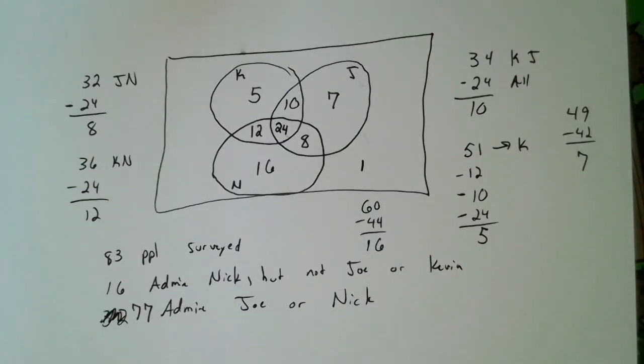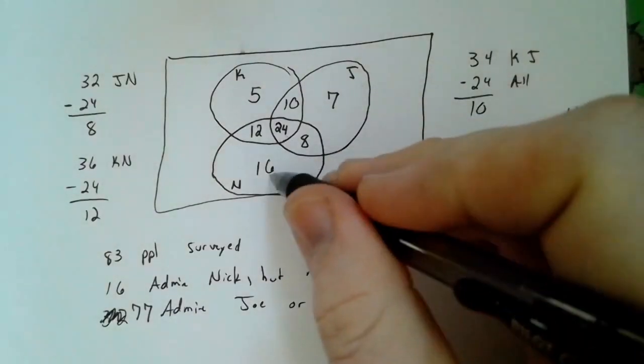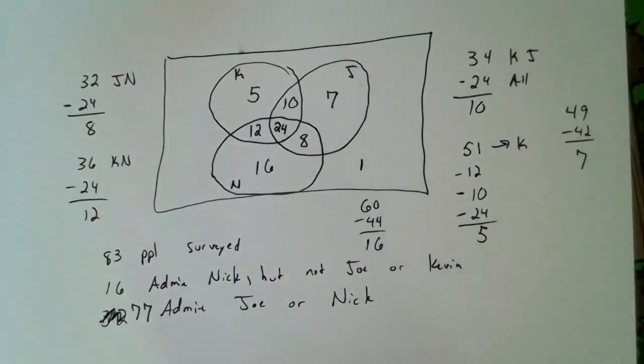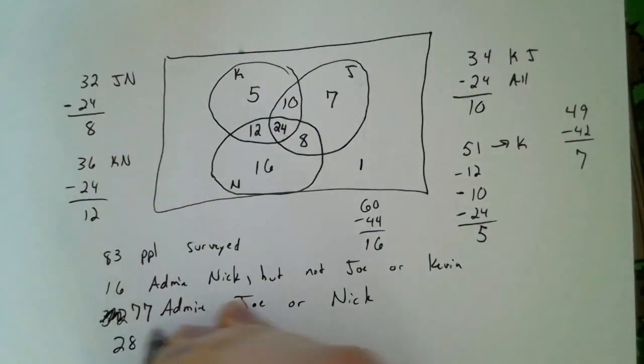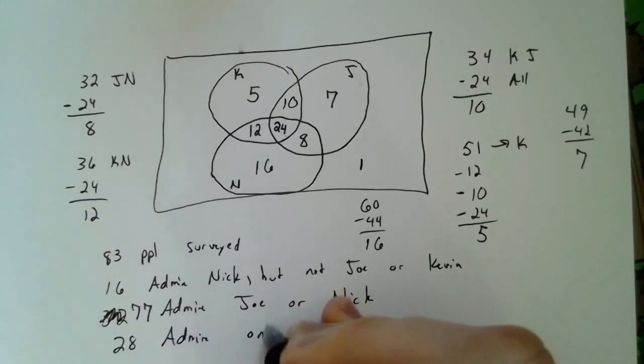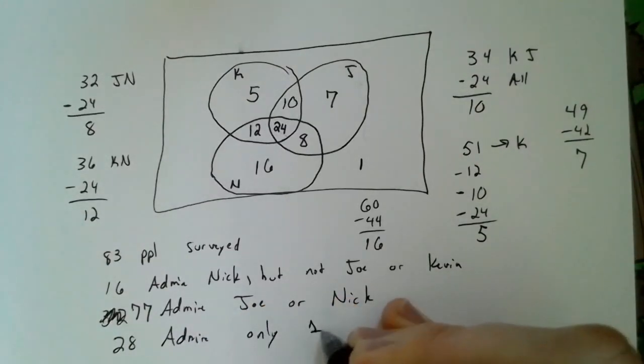All right. How many admire exactly one of the Jonas Brothers? So here that's just adding up these sections right here. So 5 and 7 is 12. 12 and 16 is 28. So 28, right? You could say 28 admire only one Jonas brother.